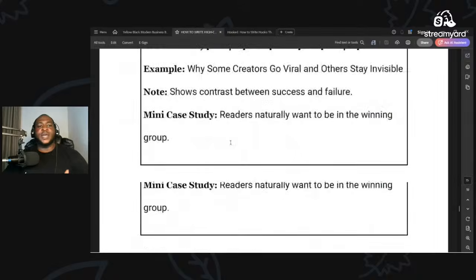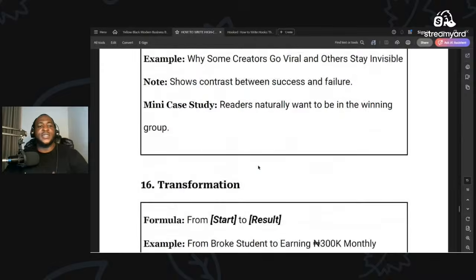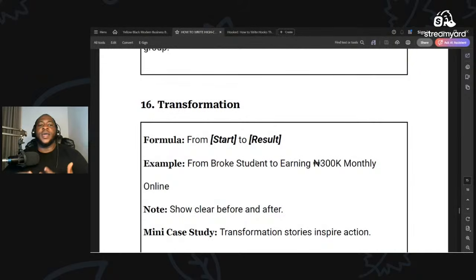You understand? So it's very, very compelling. Another kind of content, you can start your content with something like this: why some creators go viral and others stay invisible. Understand? This one is a transformative kind of headline. You can just open your camera and say something like, from broke student to earning 300K monthly. This is the exact strategy that took me from this to this. Transformative kind of content.